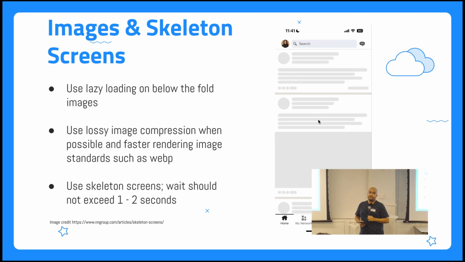Then one I like to stress on is images and skeleton screens. It's kind of basic. Most of you should know this. Use lazy loading on below the fold. For above the fold, try not to, because you do want that instant response. Try to use lossless image compression if possible. If not, use lossy image compression and then replace the image as the user is actually using the site, and use faster rendering image standards such as WebP.